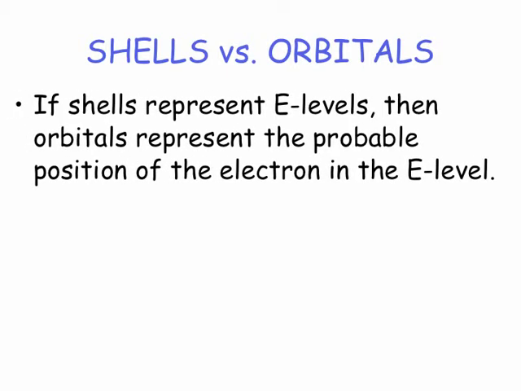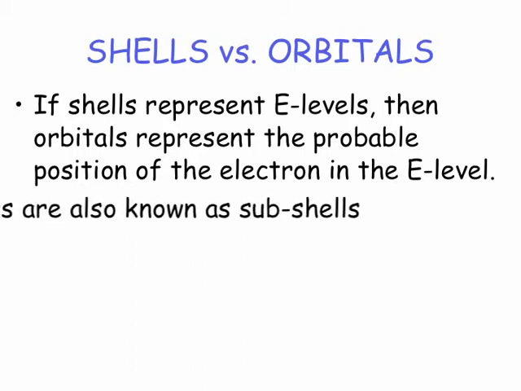If shells represent energy levels, then orbitals represent the probable position of the electron in the energy level. So we're looking at the probable location or the most likely volume that it will take place in. So where the electron is going to be. So shells are just like those little rings. Orbitals are a volume of space.